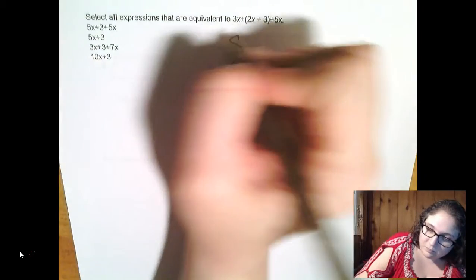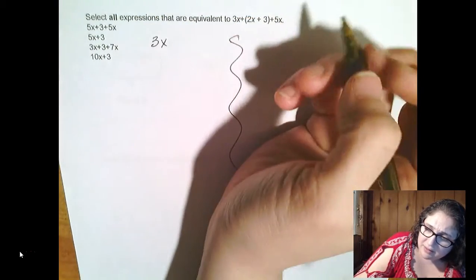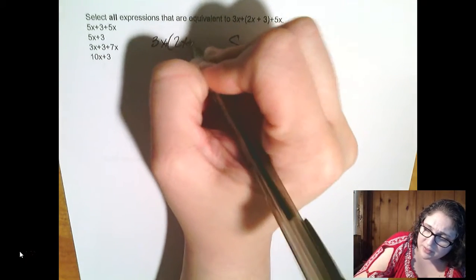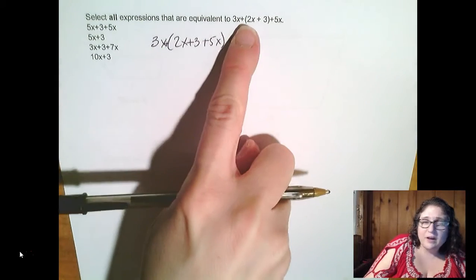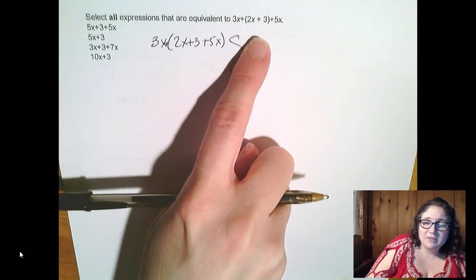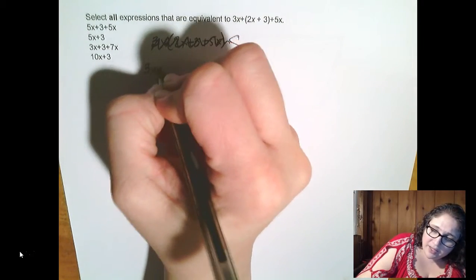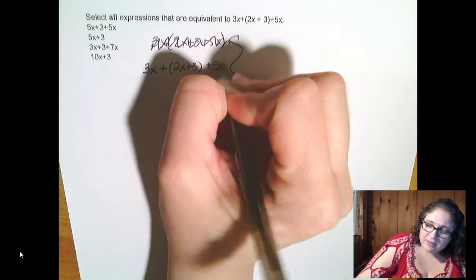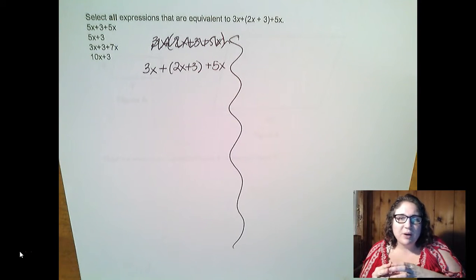Well, here we have 3x plus 2x plus 3 plus 5x. Because there's nothing in front of the parentheses, there's nothing that we have to distribute. Wow, I wrote that so wrong. Let's try that one more time. 3x plus 2x plus 3 plus 5x. There we go. Now, there's something that's called the commutative property.